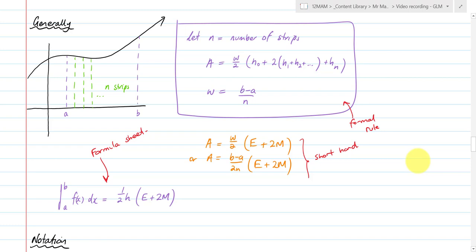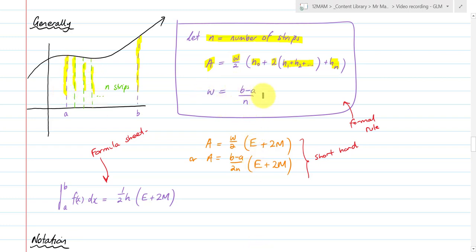So generally speaking, if you have any function here, then to find the area between A and B, you can split it up into n strips. So we've got here our summary: let n be the number of strips. The area is equal to the width of each strip divided by 2, times the first height plus the last height, so that's these purple ones, and then 2 times all the center ones added together, and that's these green ones. You have to forgive all the yellow everywhere now.